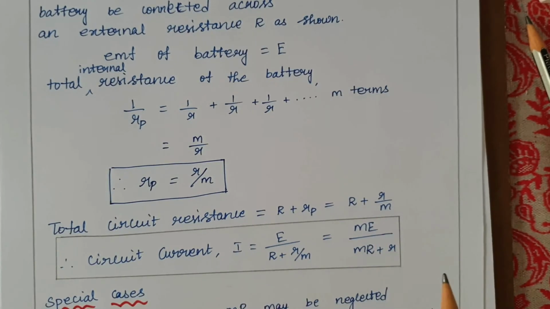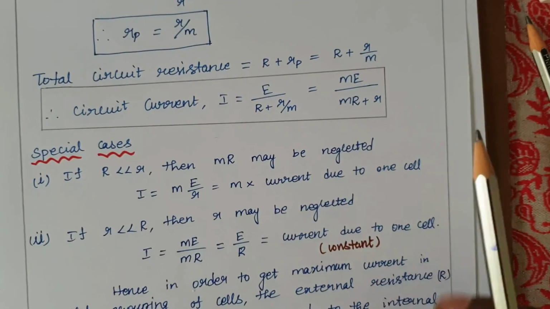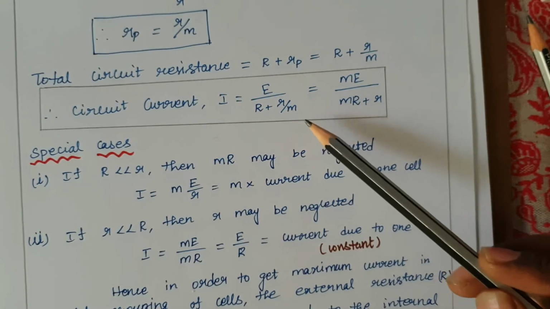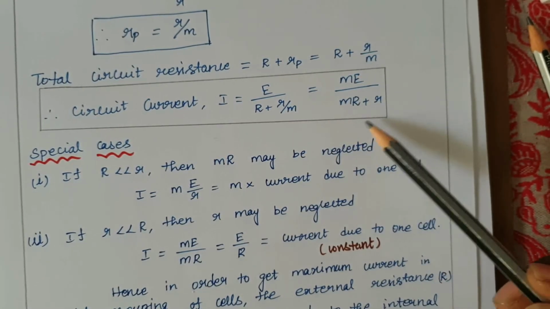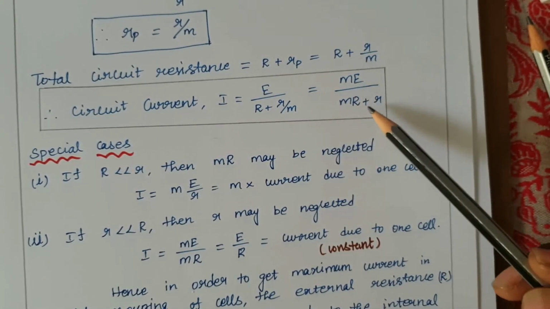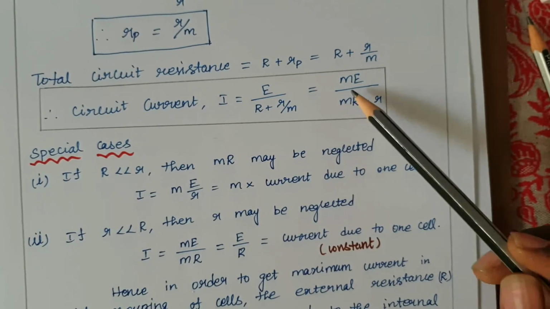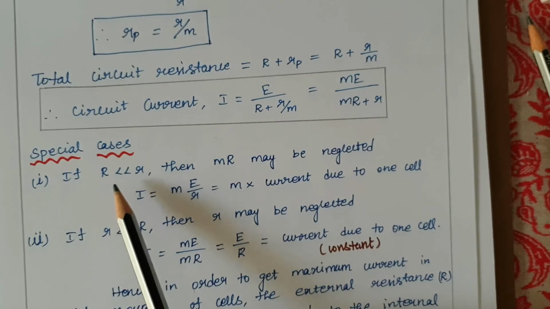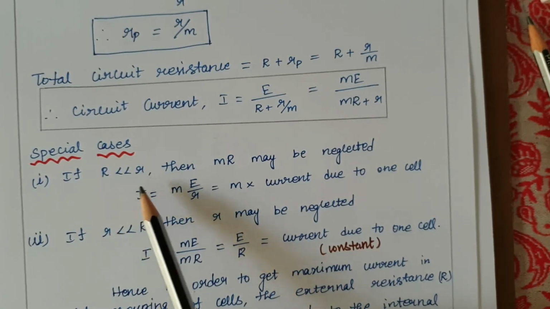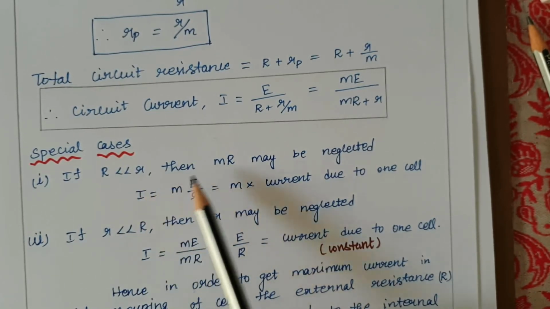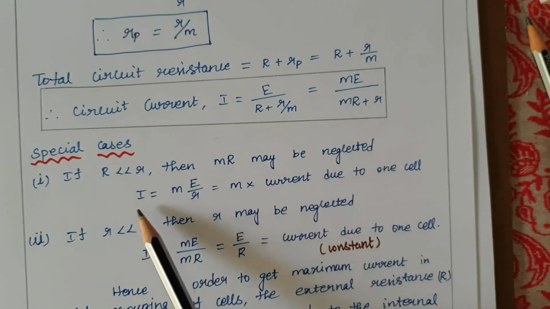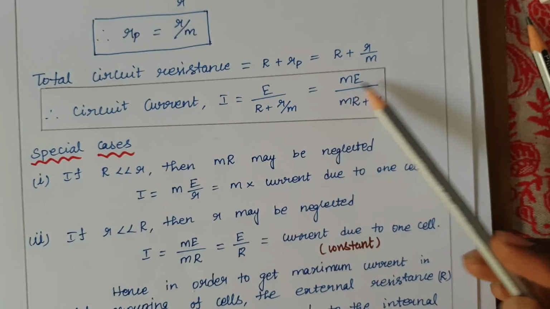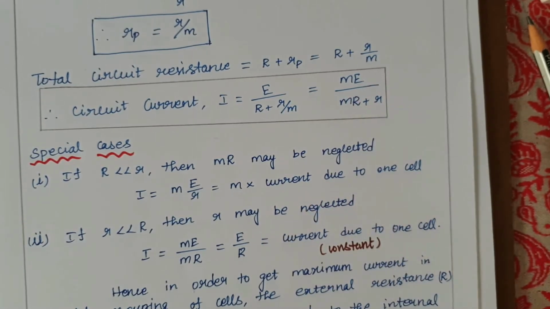Now the circuit current is I equal to E divided by the total resistance, R plus r by M. If you take the cross multiplication and take the LCM, you get I equal to ME divided by MR plus r. Again, consider the external resistance very small compared to the internal resistance, then MR can be neglected. So I is equal to M into E by r, that is M times the current due to one cell.